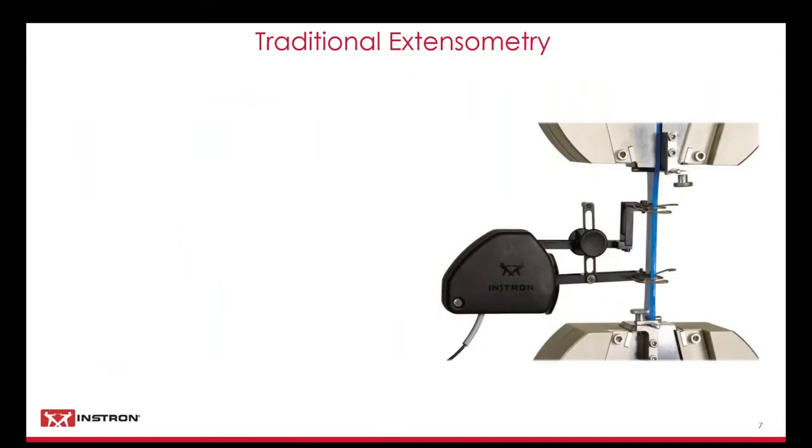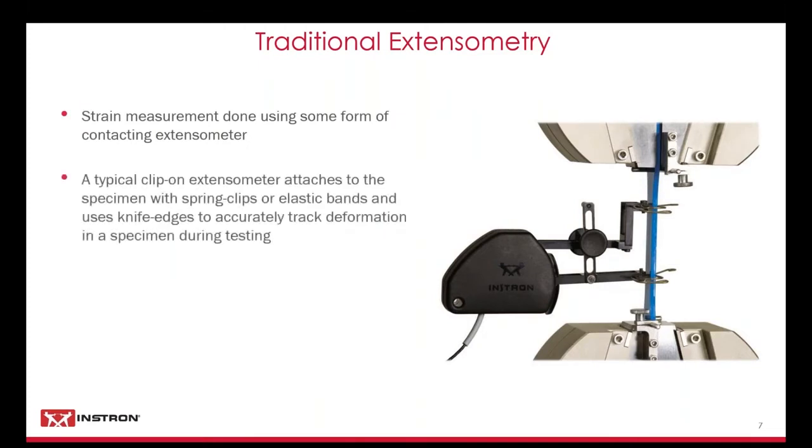So traditional extensometry, as you mentioned, is some form of contacting the specimen. Typically, it'll clip onto the specimen and self-support its own weight. We use spring clips or elastic bands to hold it on there, and there are pretty sharp knife edges so that it can accurately track the deformation between 2 points without slipping on the specimen during the test.